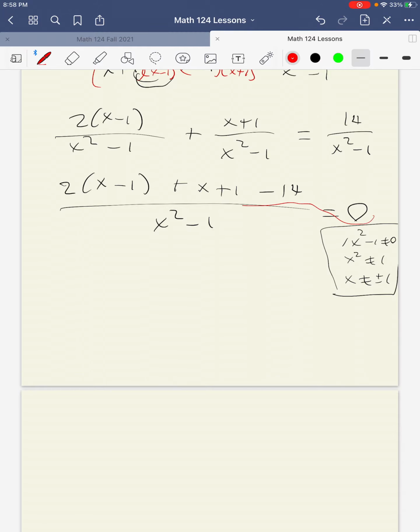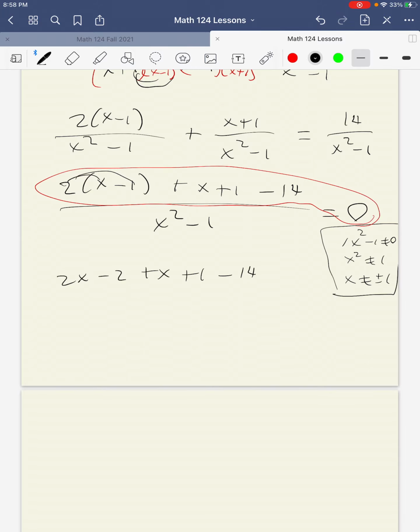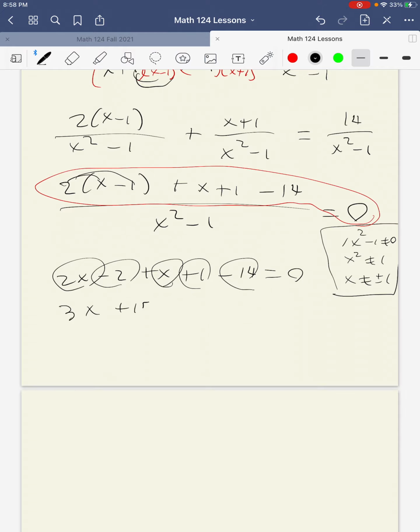Okay, let's get back to solving this equation. We will solve the top part. So we'll multiply this out, and we have 2x minus 2 plus x plus 1 minus 14. Then this equals 0. So 3x, combine these. Then let's see, negative 16 plus 1 plus 15 equals 0. 3x equals negative 15. Divide both sides by 3. X is negative 5.